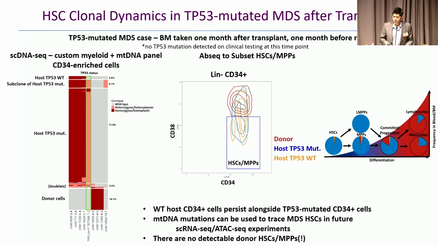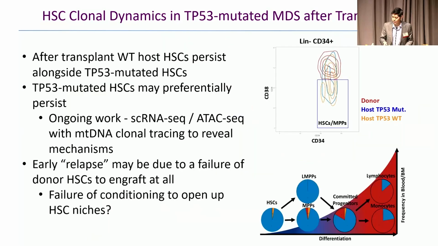donor is in red. And what's quite remarkable, we think, is this is 1 month after transplant. All the donor cells are progenitors. There is not a single detectable donor HSC. All the HSCs are host cells. Most of them are p53 mutant, and a subset are wild type. So to summarize, after transplant, wild-type host HSCs can persist alongside p53 mutated HSCs.